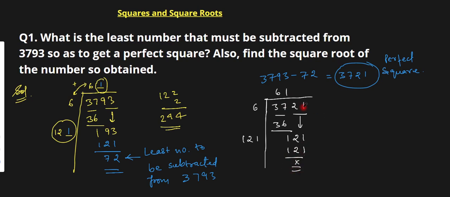So find the square root of the number so obtained. The square root of 3721 is equal to 61. So this is the second answer of this question. The first answer is 72, and 61 is the second answer of this same question.